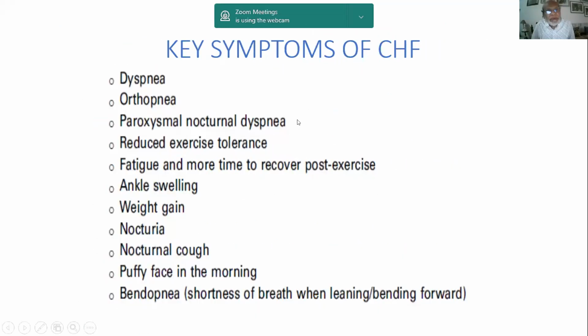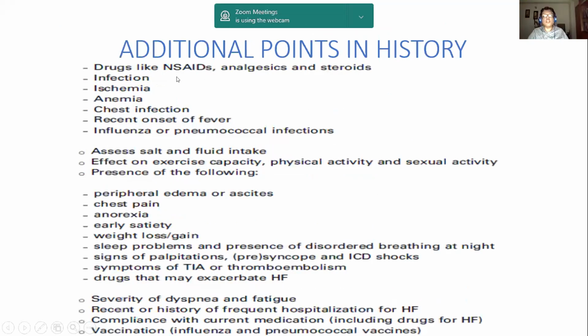There are some additional features we need to inquire about in a patient, like the drugs which retain fluid, like NSAIDs, analgesics, steroids, and infection. Many heart failures are triggered by infection. I have already mentioned anemia. Infection includes influenza and pneumonia. The dietary features are also very important, like the salt and fluid intake. Their physical activity, the sexual activity. Many of the heart failure patients present late at night or early in the morning. It might be related to sexual activity.